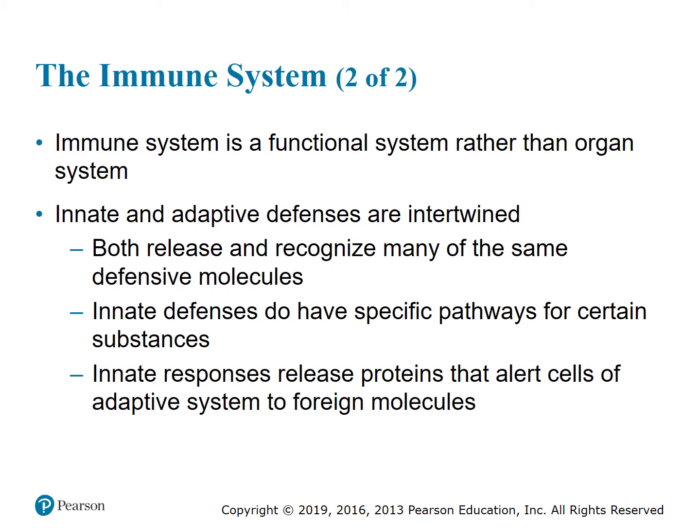The immune system is a functional system rather than an organ system. The innate and adaptive defenses are intertwined. Both release and recognize many of the same defensive molecules. Innate defenses do have specific pathways for certain substances, and innate responses release proteins that alert cells of the adaptive system to foreign molecules.